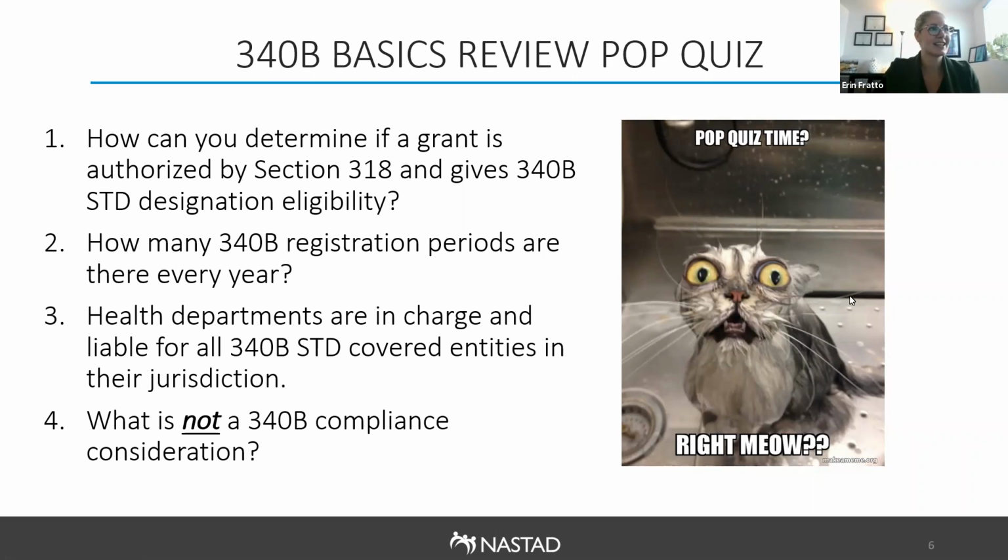So your questions. First question, how can you determine if a grant is authorized by Section 318 and gives 340B STD designation eligibility? Second question, how many 340B registration periods are there every year? Third question, health departments are in charge and liable for all 340B STD covered entities in their jurisdiction. And then number 4 on that list, what is not a 340B compliance consideration? I see only 3 of you have voted, so everyone engage with us and give your best guess.